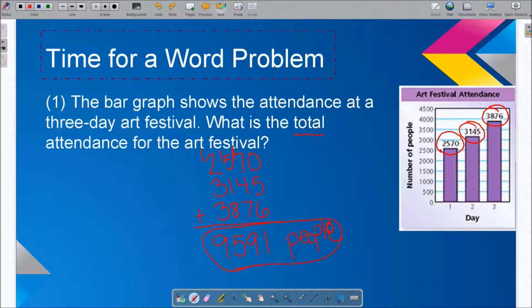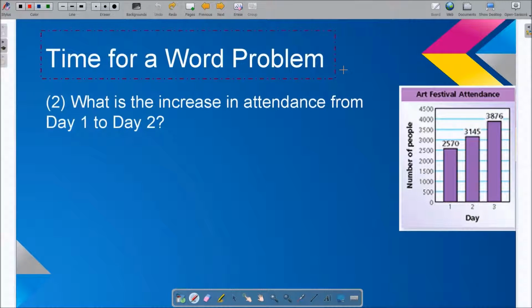All right, same graphic, but let's look at a different question for the bar graph. This time, we want to know, what is the increase in attendance from day 1 to day 2? So here's my keyword, increase in attendance. A lot of you might see the word increase and think that we need to be adding, but if you really think about what it's asking, that lovely question of how many more people were there on day 2 than there were on day 1. So this is actually a subtraction question.